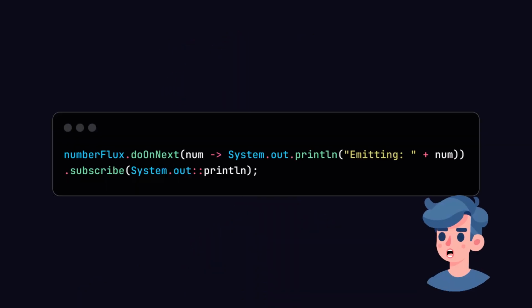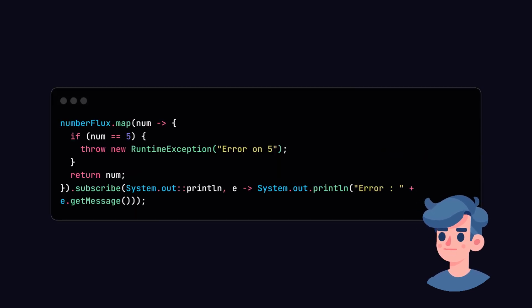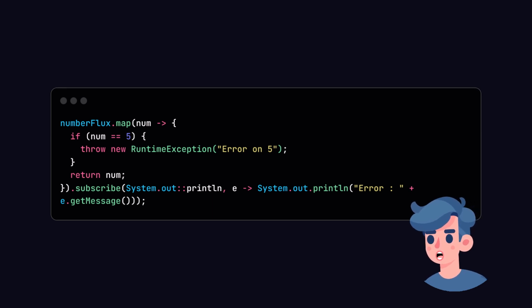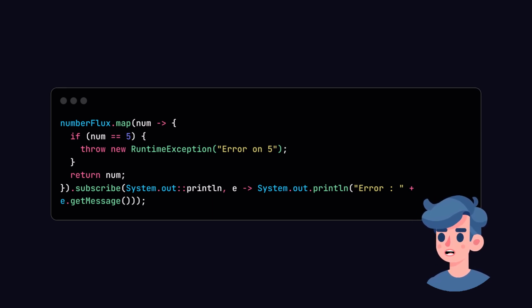You can use the doOnNext operator to insert side effects into your stream. Let's modify our example to include this operator. Now, when we run this code, we'll see output indicating the emitted values. This can help you trace the flow and identify where things may go awry.